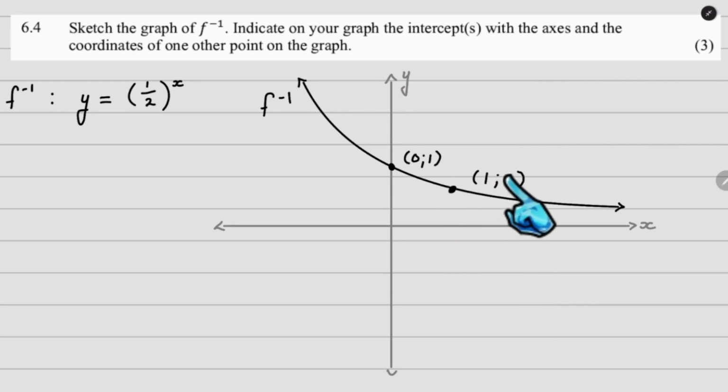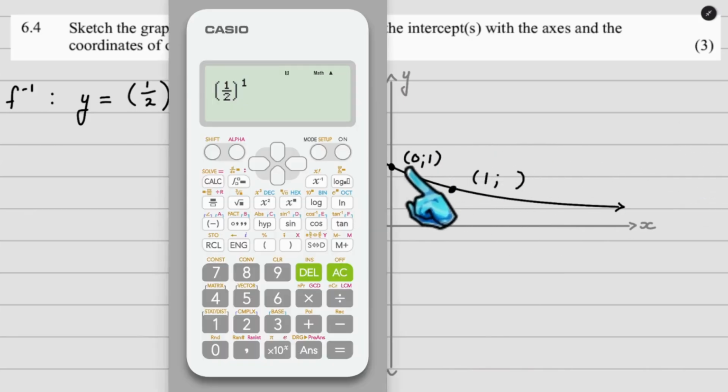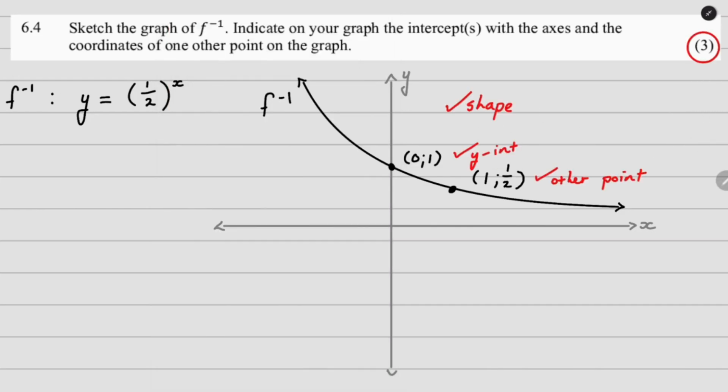Now to get the y value, anything to the power of 1 is just itself, so it's going to be a half. Bear in mind, you can check that with your calculator as well. So you can just pop that in the calculator, press equals, and you can see it stays a half. And then your 3 marks from this question come from the correct shape of the graph, the y-intercept of the graph, as well as another point that's indicated on your graph somewhere.